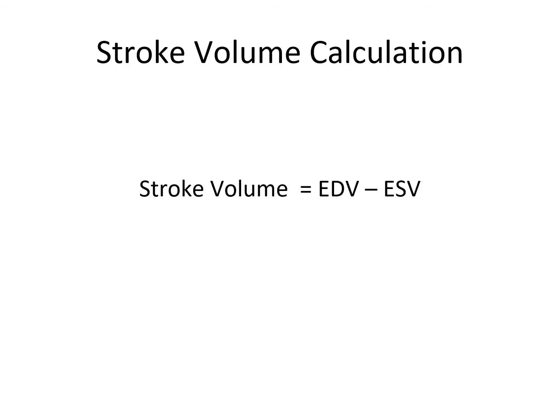We can also figure out stroke volume by calculating it from end diastolic volume and end systolic volume. We know from an earlier discussion that end diastolic volume is around 120 milliliters. What is end systolic volume? That should be around 50 milliliters. So that should give us a stroke volume of around 70 milliliters on average. So if you're not readily given the stroke volume, do know that you can calculate it if you have the end diastolic volume and the end systolic volume.